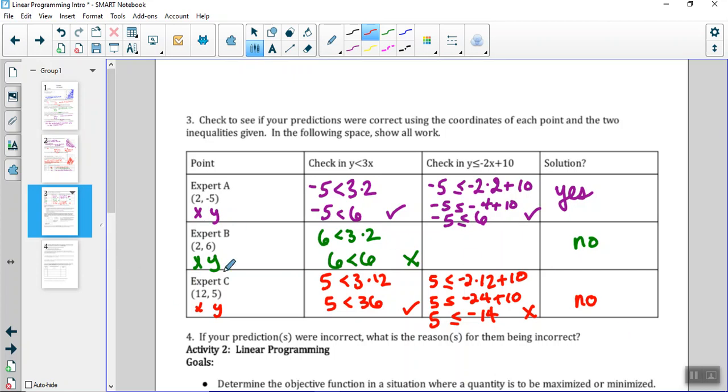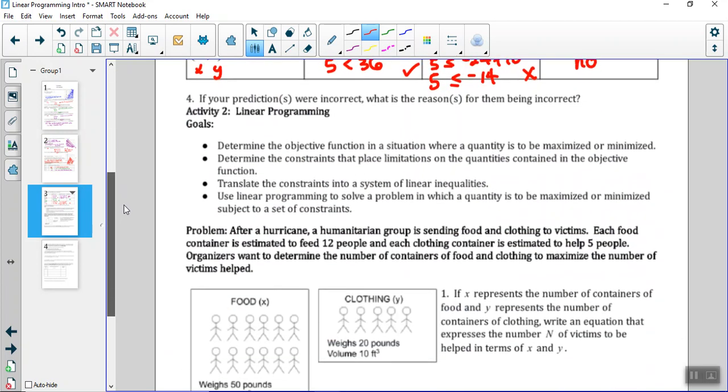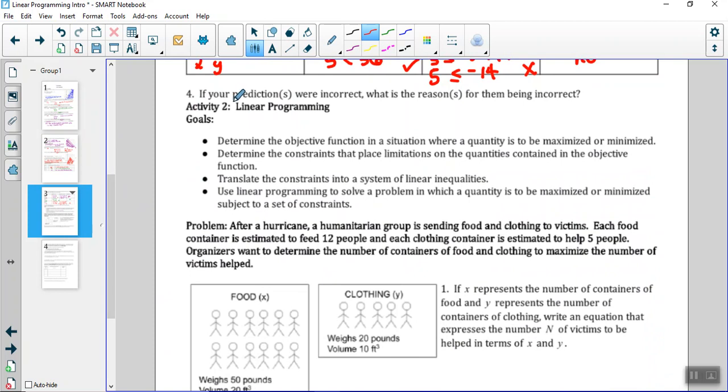Alright, so the reason why we did all of this practice with inequalities is because it's useful for a technique called linear programming. And linear programming can be used to solve some real-world problems. So let's look at those. In number 4, we did that. In activity 2, we're doing linear programming, and these are our goals, so you can pause the video and take a minute and read over them.